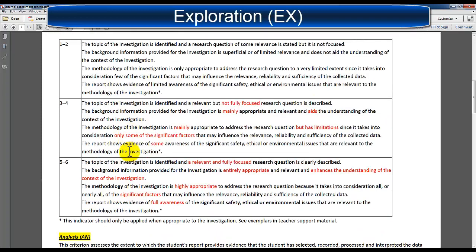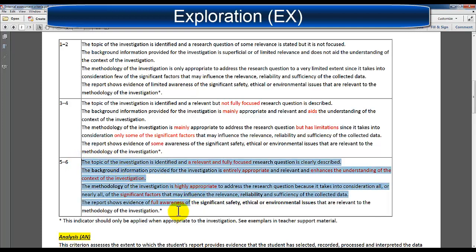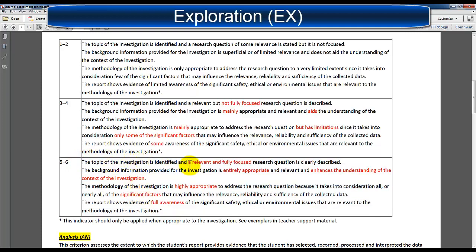In this aspect, you may get at most 6 marks. Let's look at the highest banding here. The first sentence says that your topic of investigation is identified, relevant, and fully focused. The research question is clearly described. Compared to the middle band, which says it's not fully focused, that means you have to clearly say what your research question is. In fact, I usually say to put your research question as the title. And that should be all right.